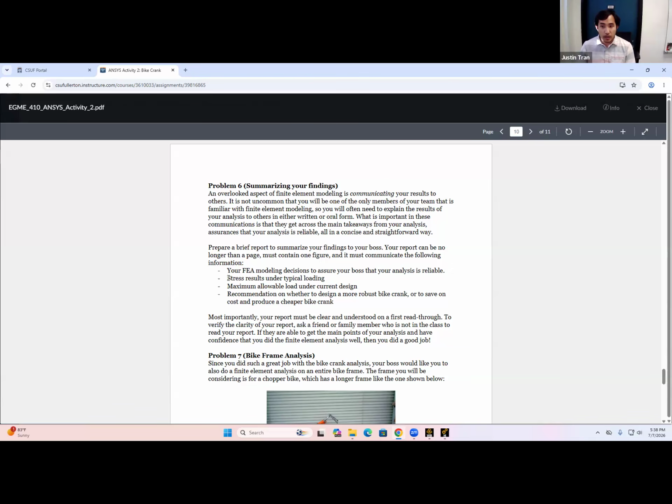You should also report on some of your preliminary results. Talk about the stress that you are observing under typical loading. You should note the maximum allowable load under the current design. Then, based on these results, I want you to make a recommendation to your boss about whether the bike crank should be redesigned, or maybe we can save on material and eliminate some parts of the bike crank itself. That's something you have to determine on your own.